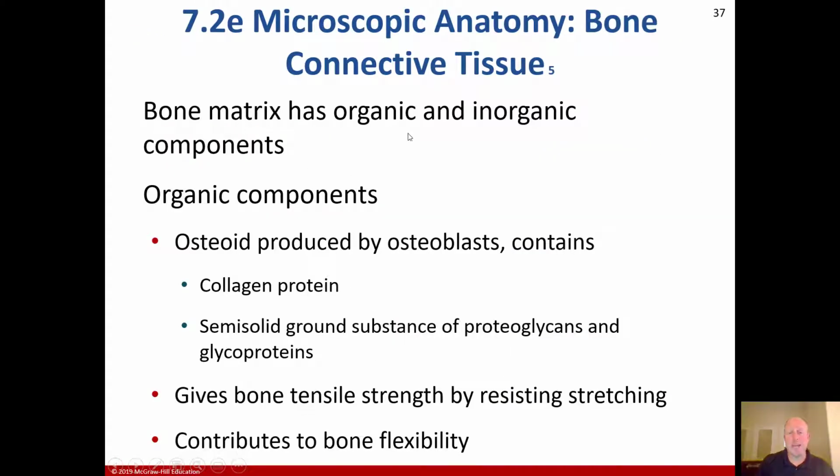The bone matrix has organic and inorganic components. The organic components are the osteoid produced by the osteoblasts, which contains the collagen protein, giving tensile strength, and a semi-solid ground substance of proteoglycans and glycoproteins. The organic components give the bone its tensile strength by resisting stretching, and they contribute to bone flexibility as well.